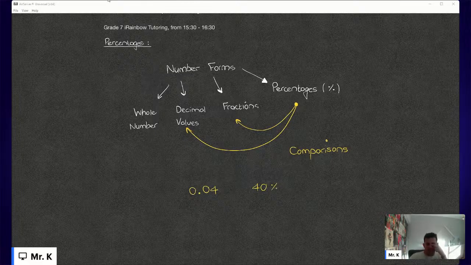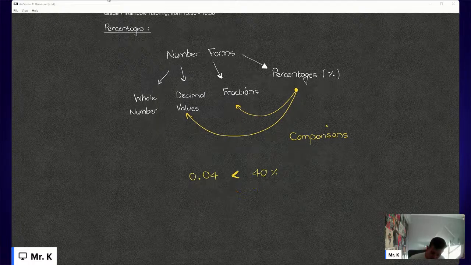How do we decide which of these values is bigger, smaller, or equal to the other? Which of those comparison symbols are we going to use in this case? And when we look at 0.04 and 40%, 40% is much bigger than 0.04.